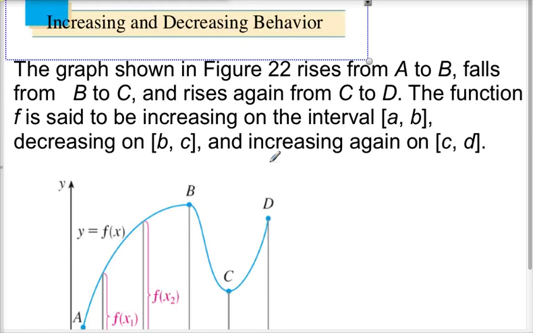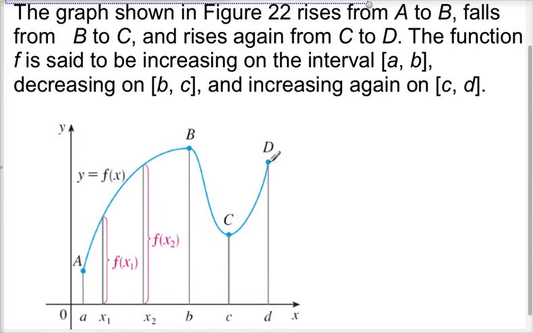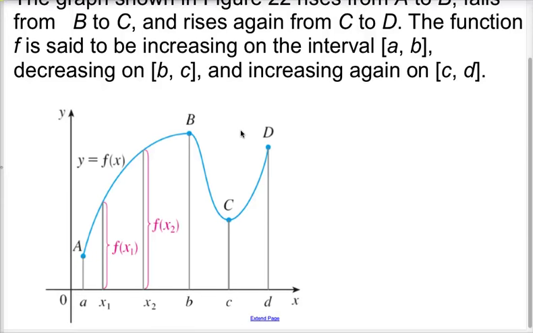The final thing we have to talk about is increasing and decreasing behavior. The graph in figure 22 rises from A to B and falls from B to C and then rises again from C to D. The function f is said to be increasing on the interval A to B, and decreasing on the interval from B to C, and increasing again on the interval from C to D.